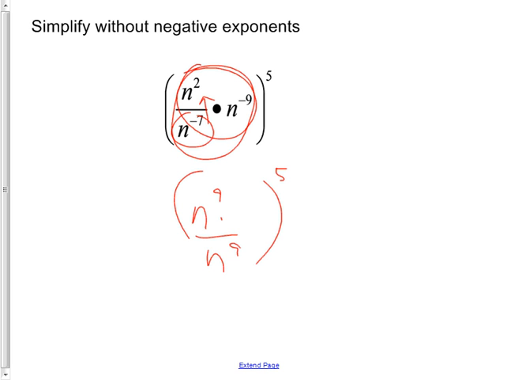1. Because this cancels this, and then they turn into 1s, and so it's 1 over 1, and that's 1 to the 5th, which is 1. Raise your hand if you had 1 for a final answer. All right, good job.